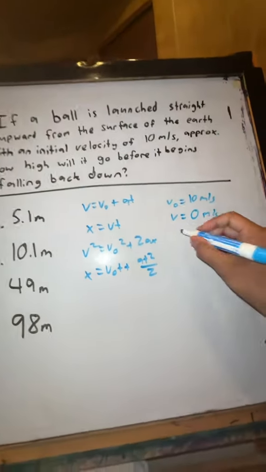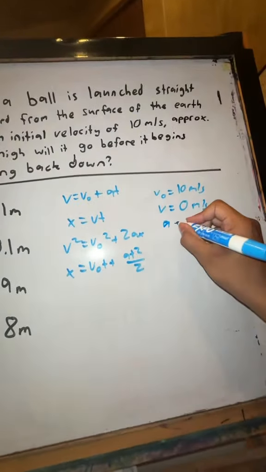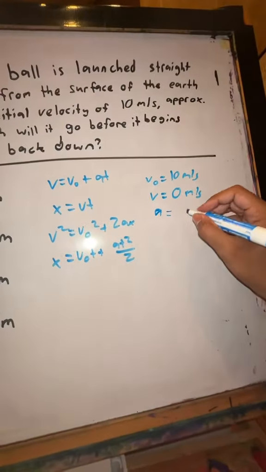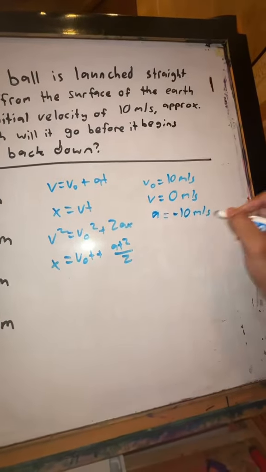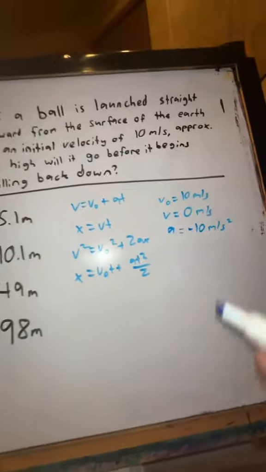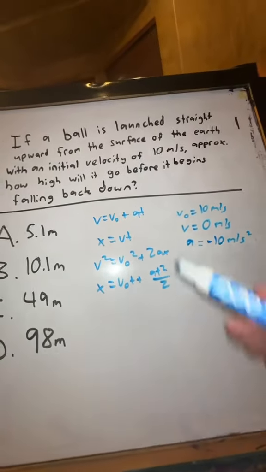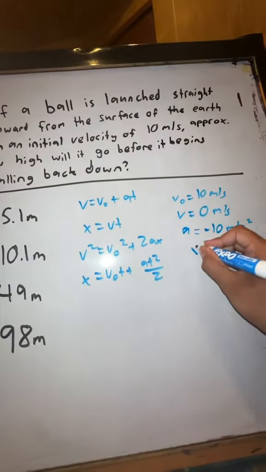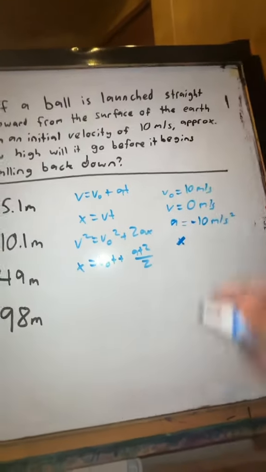We also have an acceleration, just gravitational acceleration. It's 10 meters per second squared, but it's going to be negative 10 in this case because it's acting downwards. And then what are we looking for? We're looking for how high it will go. We're looking for x.